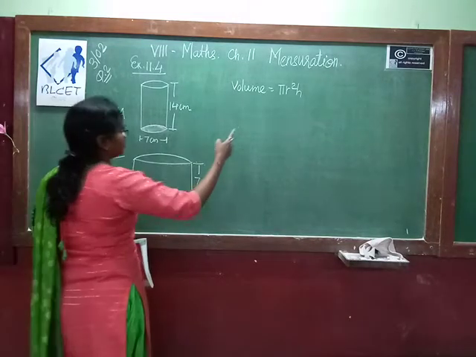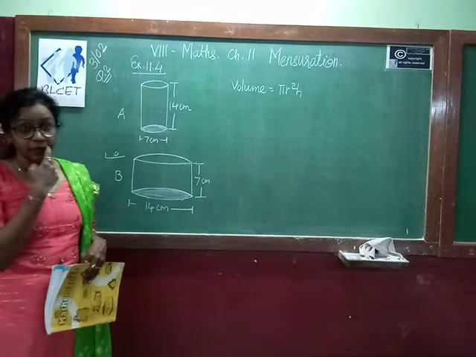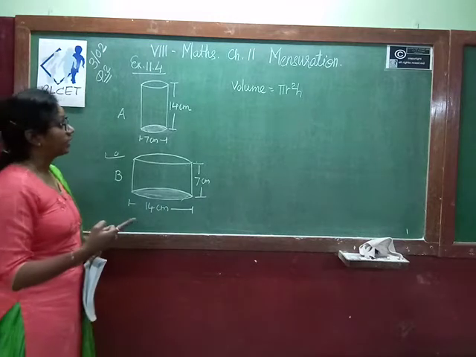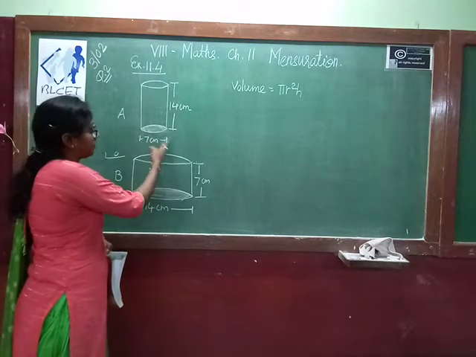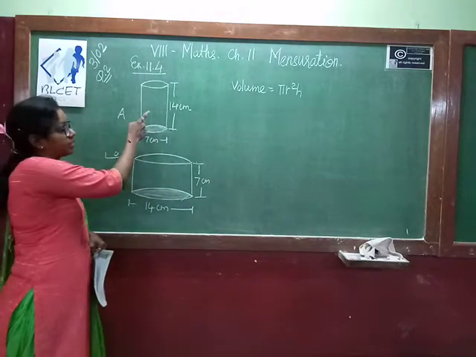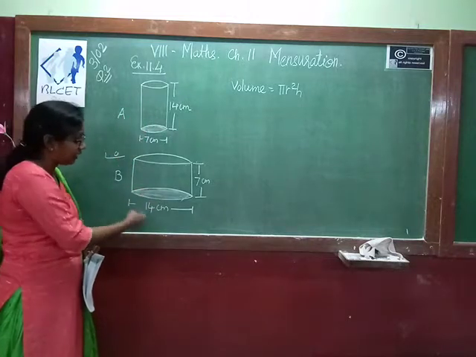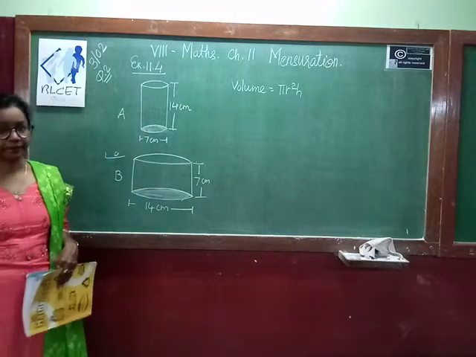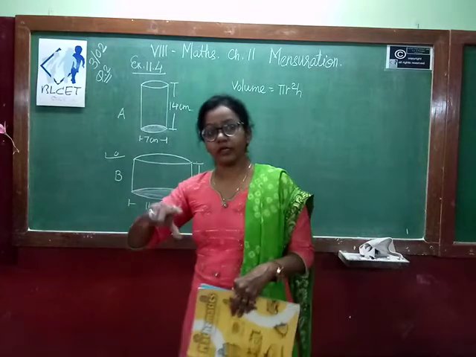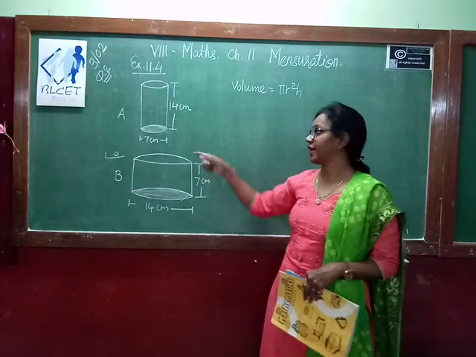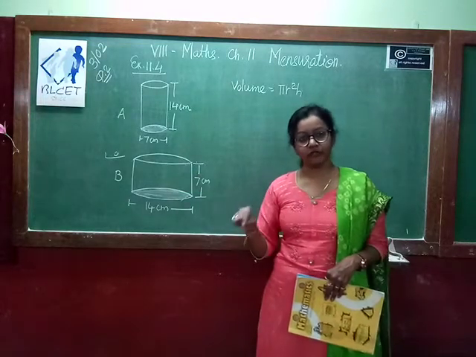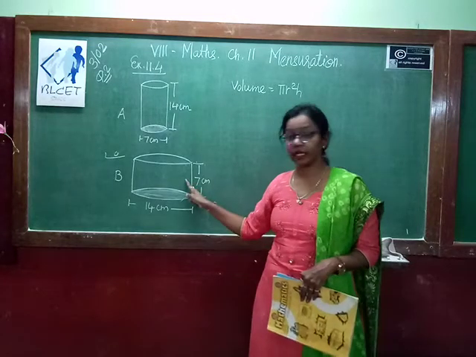How? Whenever you have to find the volume, the formula is pi r square h. Here the radius is double. For cylinder A, 7 centimeter is the diameter, so radius is 3.5. When you find the volume, obviously its volume is less than the other, because for B the radius is 7 centimeter. So if the radius is more, ultimately the volume is also more. This is the way you can judge which cylinder has more volume. On the basis of radius you can judge that cylinder B has more volume.